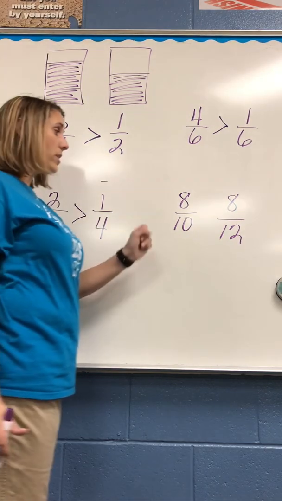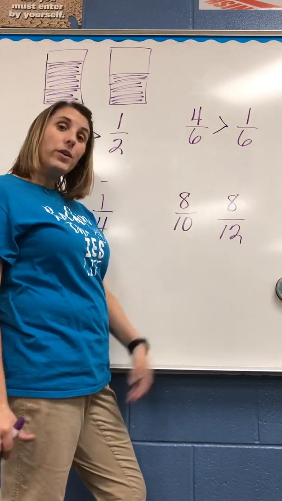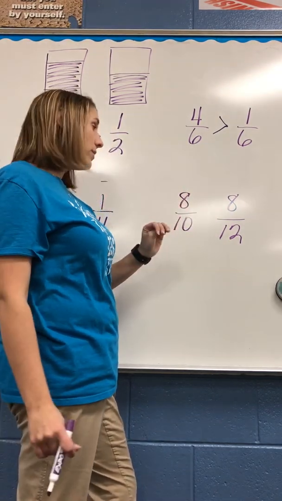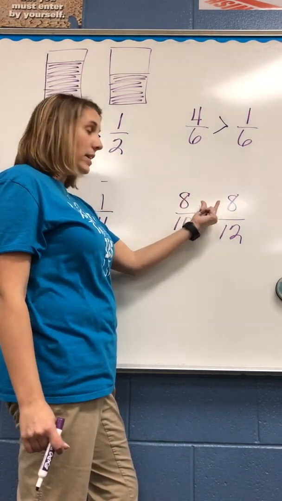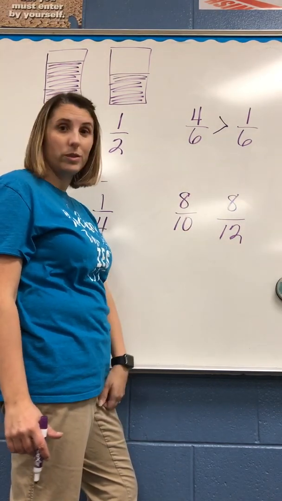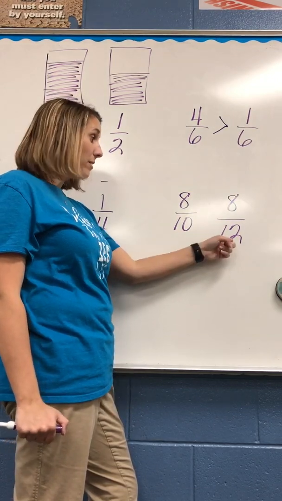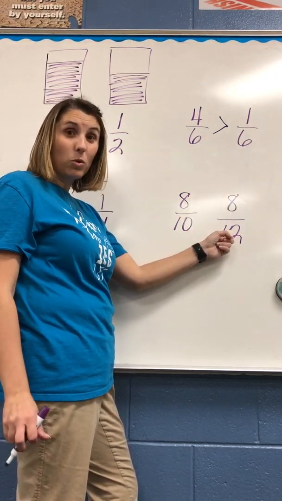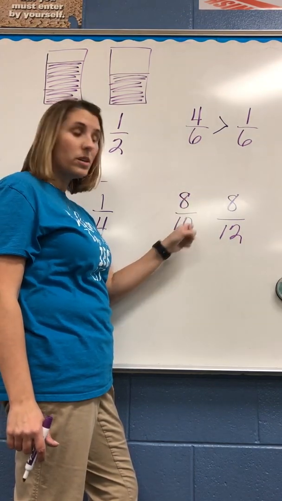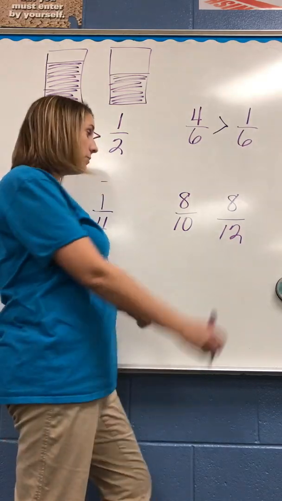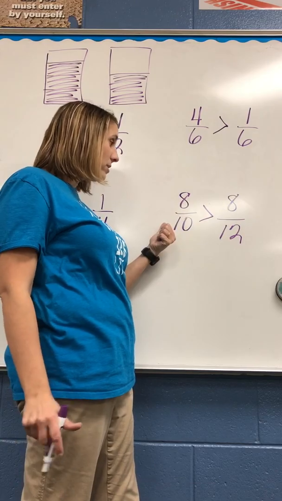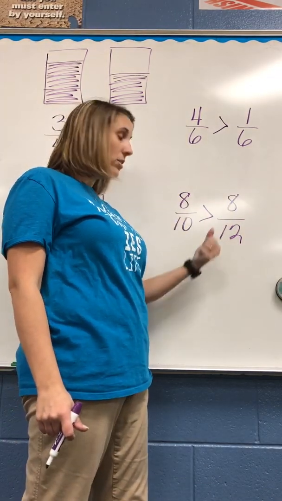Last one over here. I have 8/10 and I have 8/12. On this one, my numerators are the same, so that makes it nice and easy to figure out. This means I get 8 slices of pizza either way. Do I really want to share it with 10 people or do I want to share it with 12 people? I want to share with as few people as possible so I get more pizza. I would rather share with 10 people because 8 out of 10 is more than 8 out of 12. So again, 8/10 is greater than 8/12.